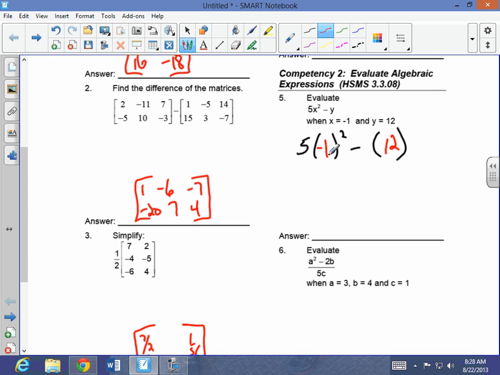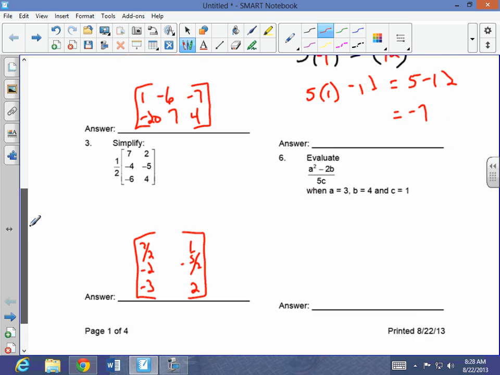Now, I'm glad that this is a negative, because anytime you square a negative, the answer is always going to be positive. This is negative 1 times negative 1. So this becomes 5 times positive 1 minus 12, which equals 5 minus 12, which is negative 7.